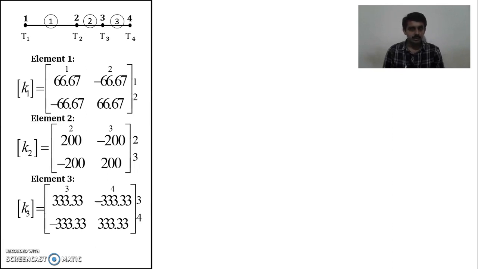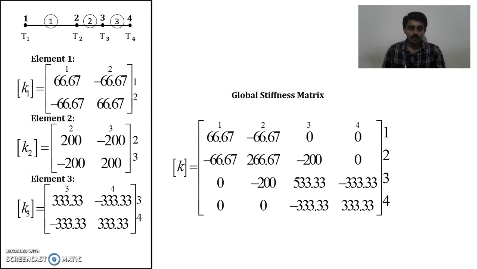As shown on the screen, for element 1 we have nodes 1 and 2, for element 2 it is nodes 2 and 3, and for element 3 it is nodes 3 and 4. From the free body diagram, we can understand there are 4 nodes and each node has 1 degree of freedom, hence the global stiffness matrix size must be 4 by 4. Let us write the global stiffness matrix. You can observe it on the screen. It's a 4 by 4 matrix.